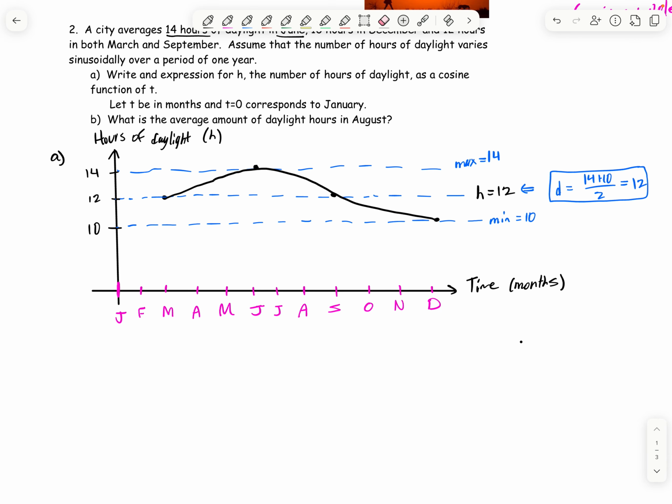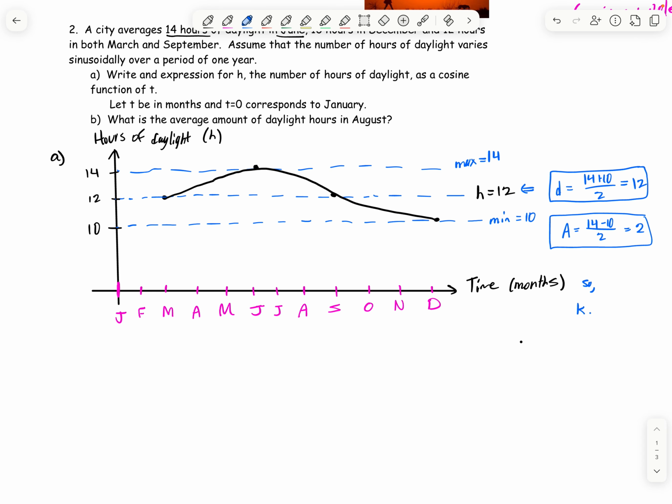Now we can look at the amplitude. So A is equal to 14 minus 10 divided by 2. So 4 divided by 2 is 2. Okay. And that also makes sense because here to here is 2 and here to here is 2. That gap, right? I know that 1 full year is 1 year, which is 12 months.